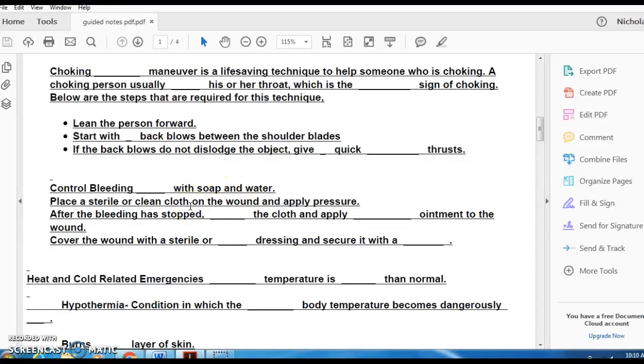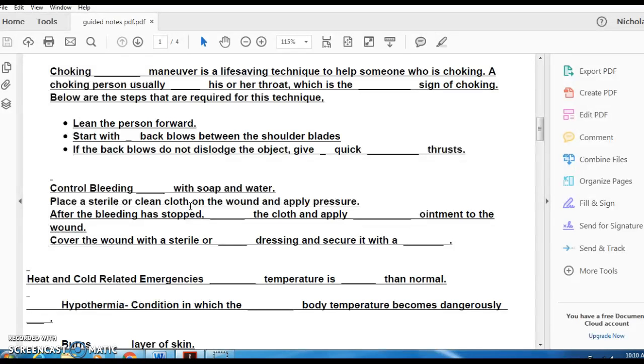Make sure the wound's clean. Make sure we get that bacteria out of there. We don't want any bacteria staying in there and making the wound infected and worse. The third step will be to place a sterile or clean cloth on the wound and apply pressure, just covering up the wound and applying pressure there, trying to get blood to clot so the bleeding will stop.